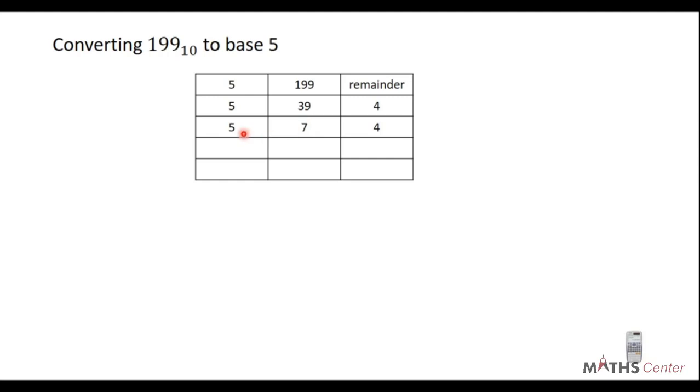You divide 7 by 5. The whole number is 1. The remainder will give us 2. Now since 1 is smaller than 5, we write 1 here. So in picking our answer, it is 1 2 4 4. So if you convert 199 base 10 to base 5, you have 1 2 4 4 base 5. So we can say that if you are converting 307 base 8 to base 5, you are going to have 1 2 4 4 base 5.